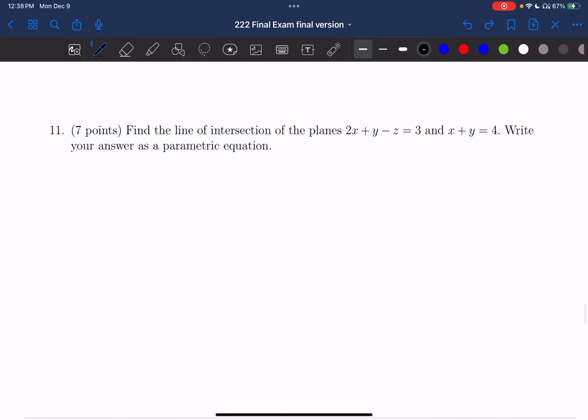Find the line of intersection of this plane and this plane. We're given two planes. We need to find the line of intersection. Remember, for the equation of the line, we need two things: a point and a direction. How do we get a direction? We get a direction by doing a cross product.